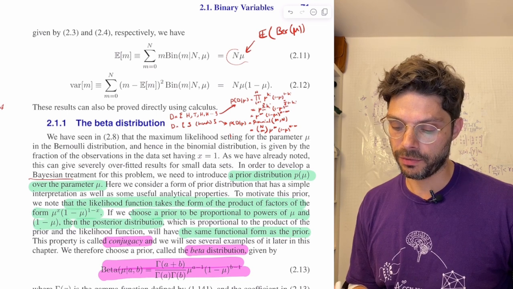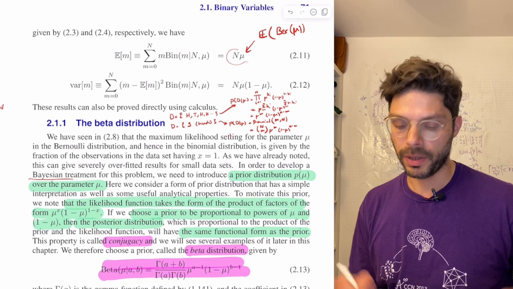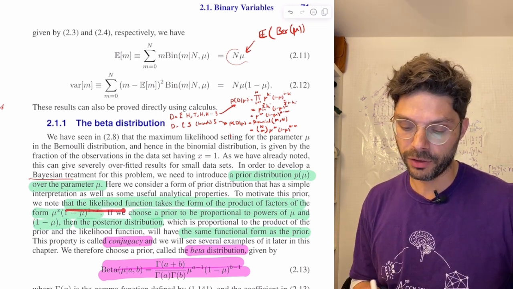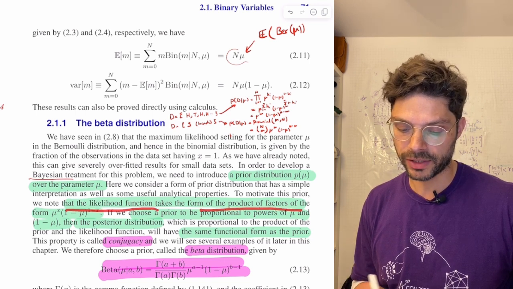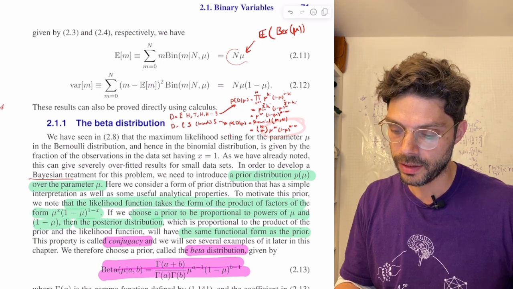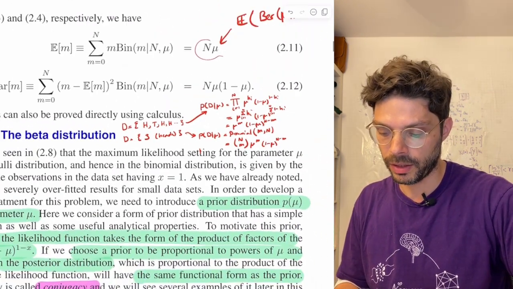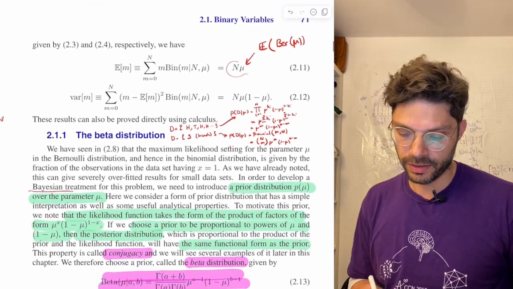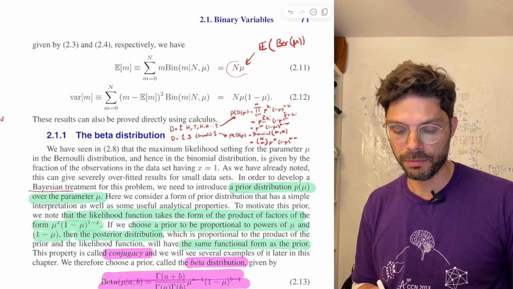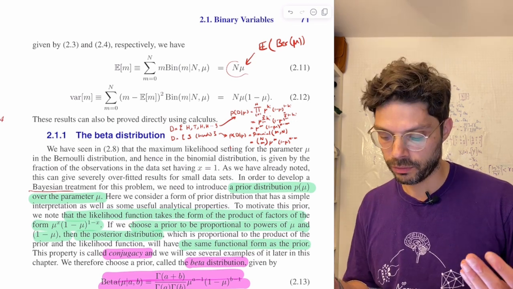And now we consider a form of prior distribution that has a simple interpretation, as well as useful analytic properties, and we're going to motivate it. We know that the likelihood function takes the form of the product of factors of the form mu to the x, 1 minus mu to the 1 minus x. So that's exactly what we had up here, right? Everything is mu to the something times 1 minus mu to the something else. Now if we choose a prior to be proportional to powers of mu and 1 minus mu, then the posterior distribution will have the same functional form.